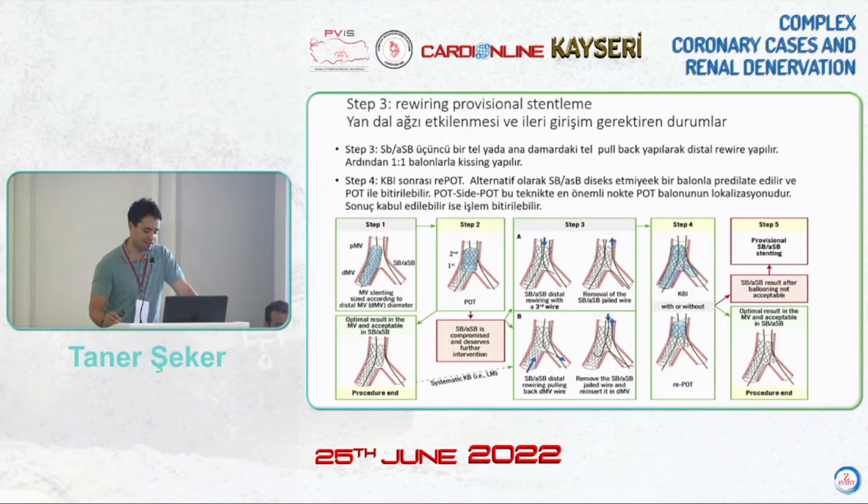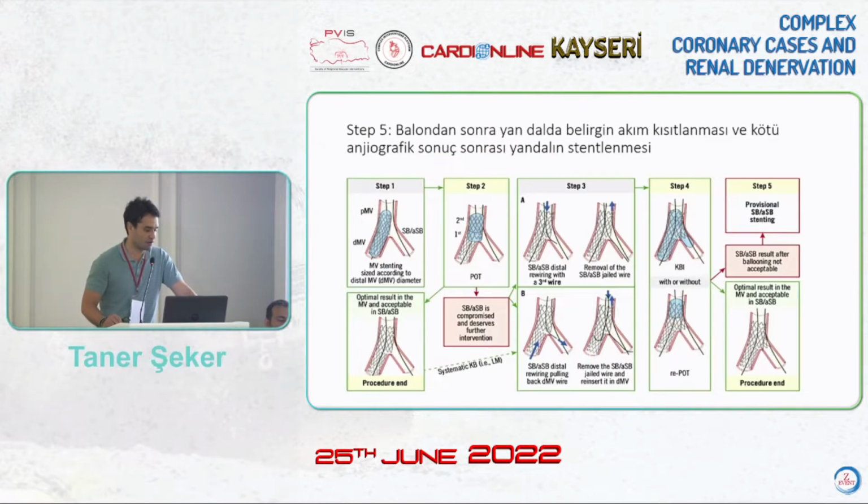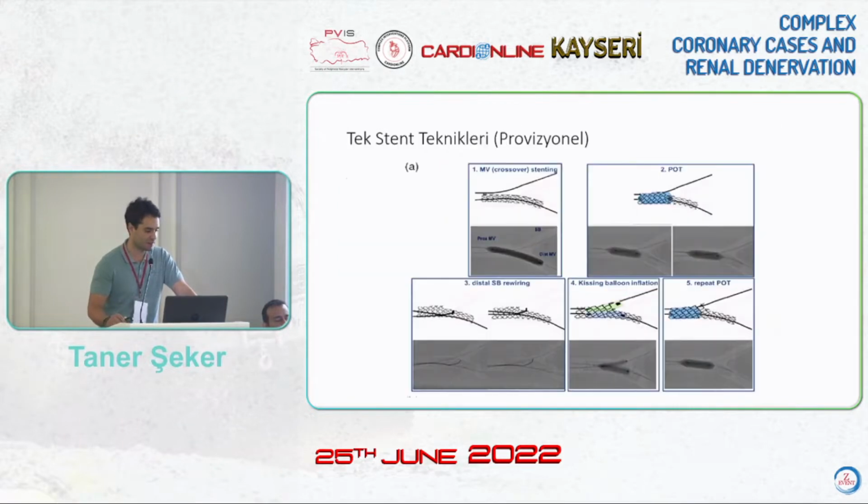And then again, to the side wall or to the main distal lumen, rewiring can be done, 1-to-1 balloon kissing can be done, and then POT may be done to complete the operation. If the result is not satisfying, if the angiography is bad and flow is restricted, stenting the side branch can be considered. To sum up, this is the stenting technique.